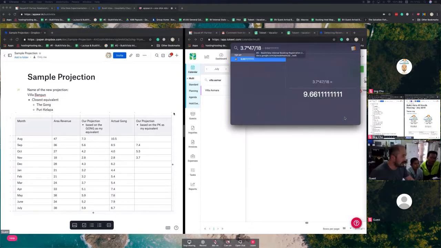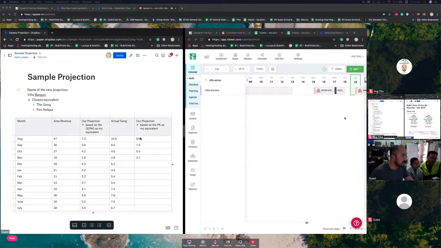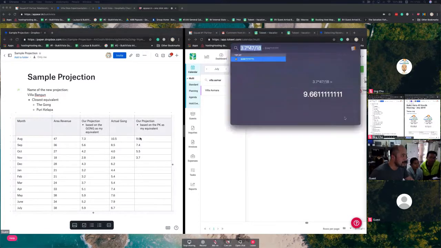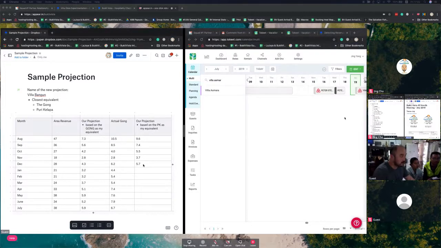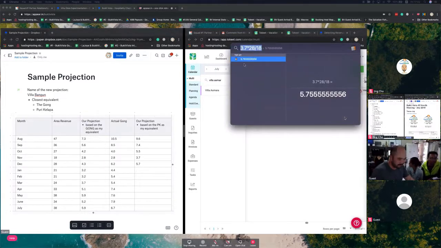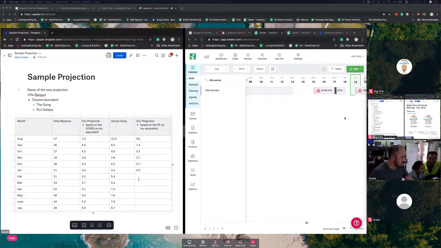Oh, this is so fun, right? It's like doing accounting. Okay, and then for the next month, December? 28. And that's 5.7. Okay. And then the next one is January, so I can plug in 21. That's 4.3. Okay, next one you want. It's the same. Yes, 4.3. Excellent.